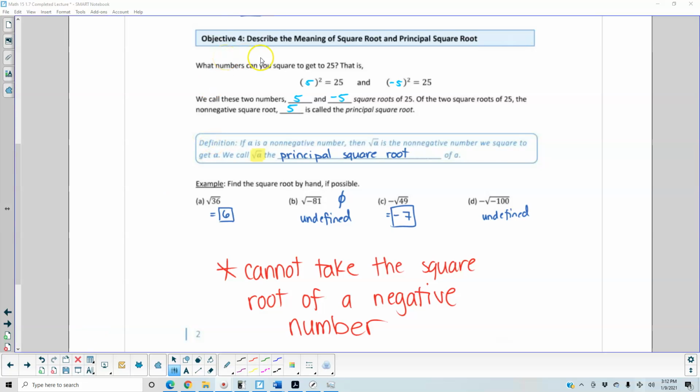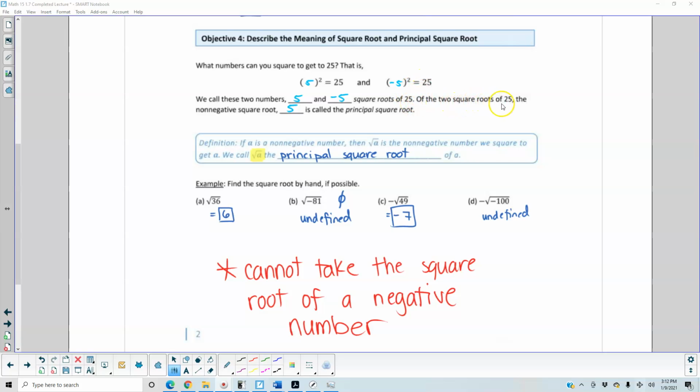Objective 4. Describe the meaning of square root and principal square root. What numbers can you square to get 25? That is, if we square positive 5 and raise it to the second power, well, positive 5 times positive 5 gives you 25. And if we take negative 5 and we square that, negative 5 times negative 5 gives you positive 25.